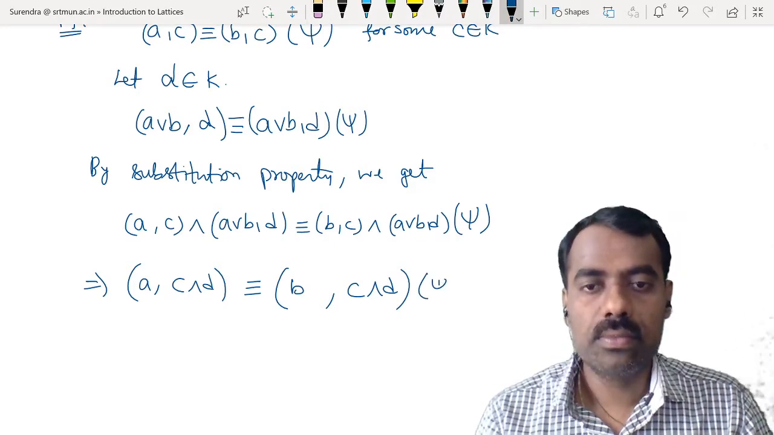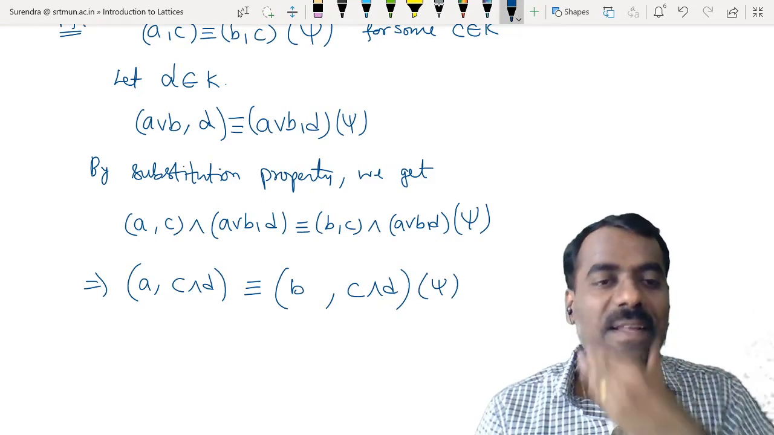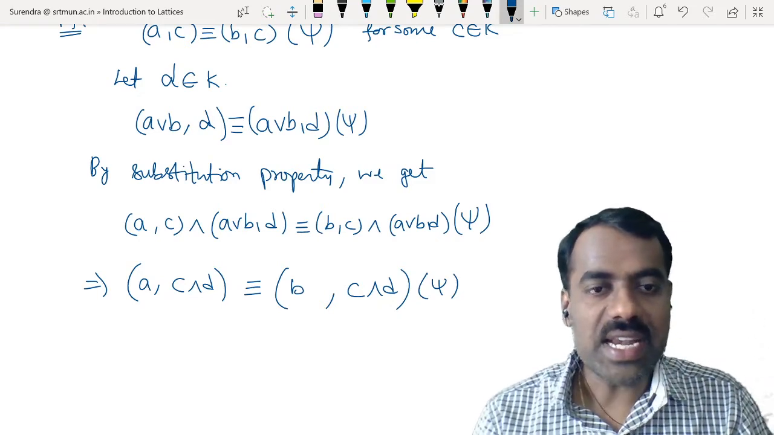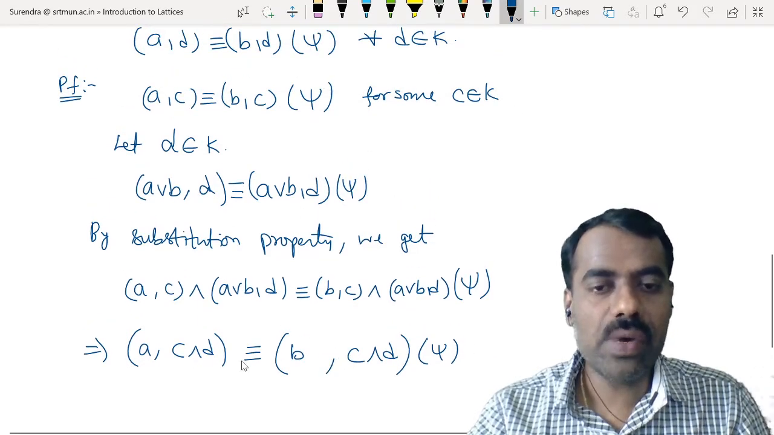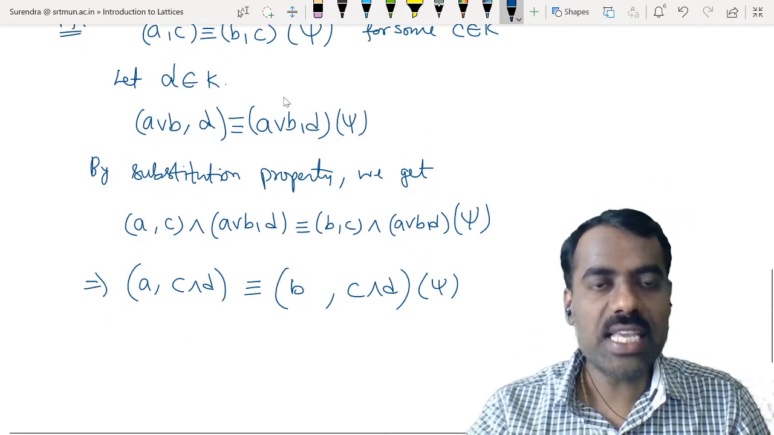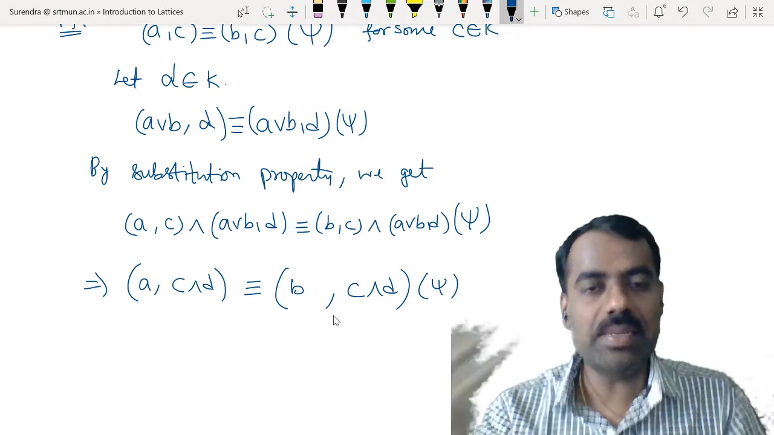This is modulo psi, right? But somehow now we should get here D. I would say our idea is to go what? A comma D and B comma D we want to get here. Okay, so from C somehow we have included. So C meet D we got.